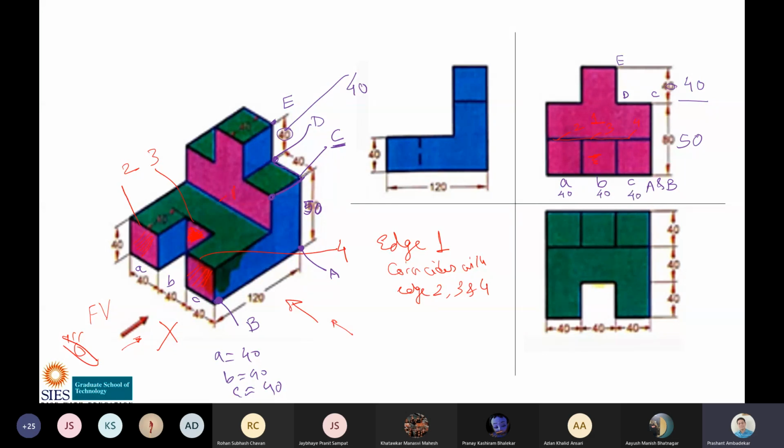Any doubt to anyone? No, sir, clear. Okay, very good. Okay, we will look at the remaining dimensions later.